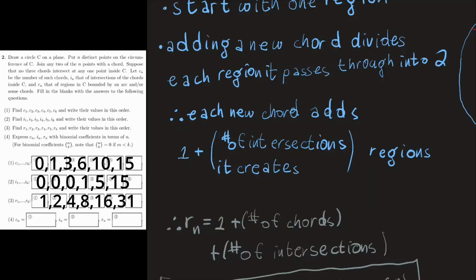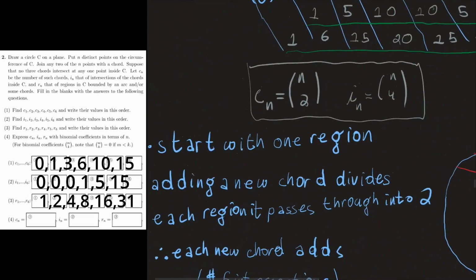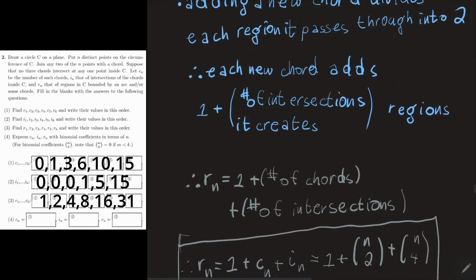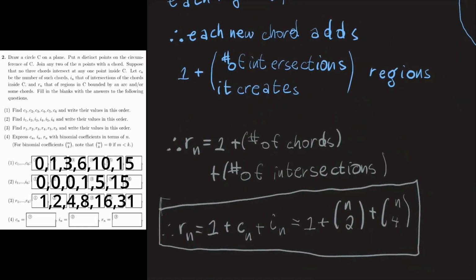And here's the thing, we already found the number of chords and the number of intersections in terms of n, right? That was the last part of the question. We just did that when we found C sub n and I sub n. So to find R sub n, we just need to add 1 plus C sub n plus I sub n, which is equal to 1 plus n choose 2 plus n choose 4. And that is the final answer to this question.